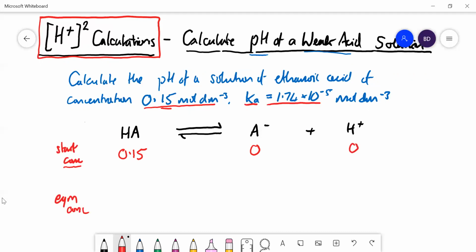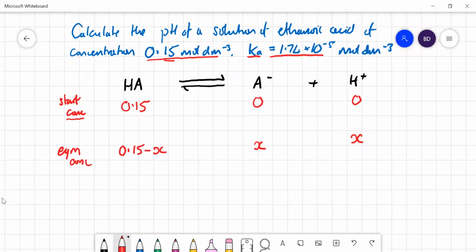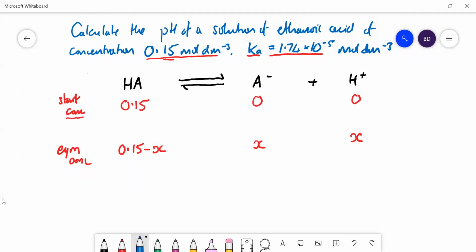The next thing to do is say, let's imagine at equilibrium, the concentration of HA has dropped by X. So that means the equilibrium concentration of HA is 0.15 minus X. So what would be the concentration of A minus? Hopefully you can see that would be X. And the concentration of H plus would also be X. Okay. Now we know our expression for Ka. Ka is equal to the concentration of A minus times H plus over HA.